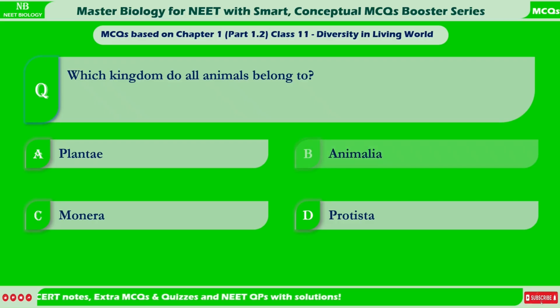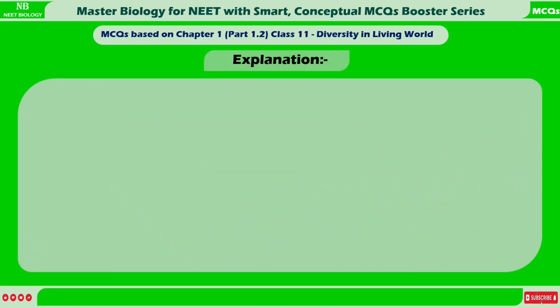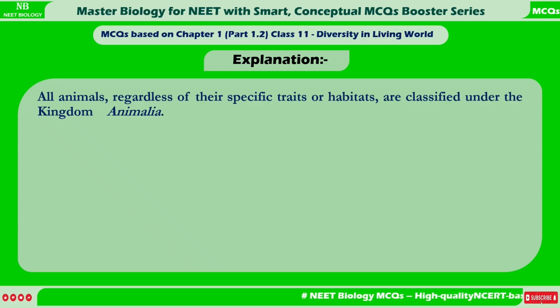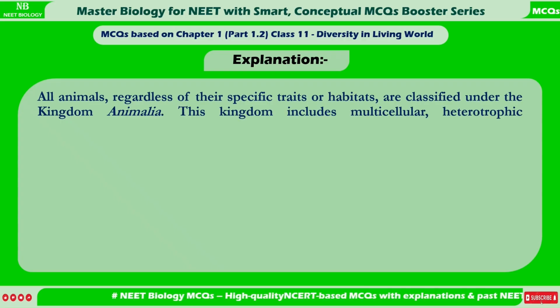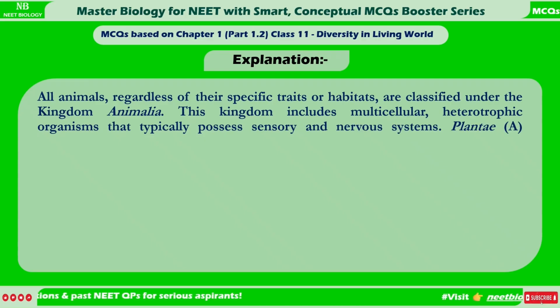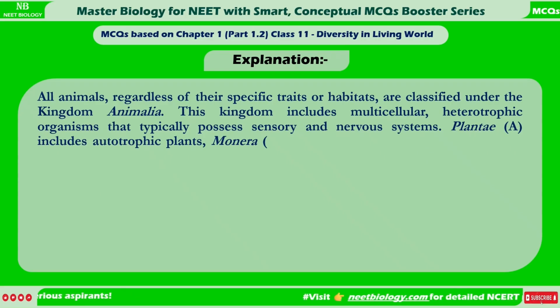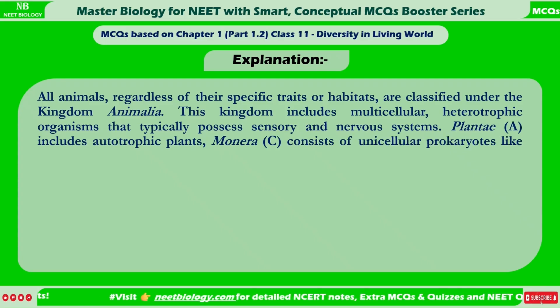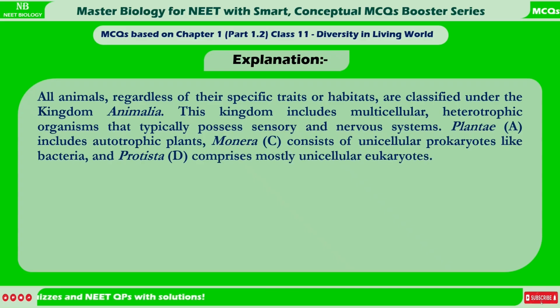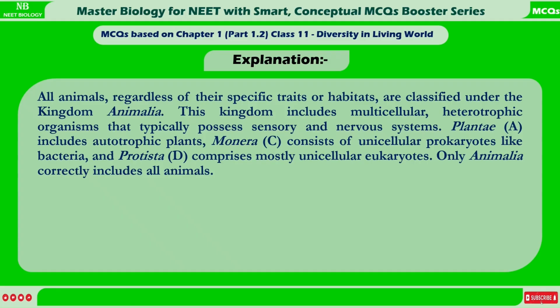Correct answer is B. Animalia. Explanation. All animals, regardless of their specific traits or habitats, are classified under the kingdom Animalia. This kingdom includes multicellular, heterotrophic organisms that typically possess sensory and nervous systems. Plantae, A, includes autotrophic plants. Monera, C, consists of unicellular prokaryotes like bacteria. And Protista, D, comprises mostly unicellular eukaryotes. Only Animalia correctly includes all animals.